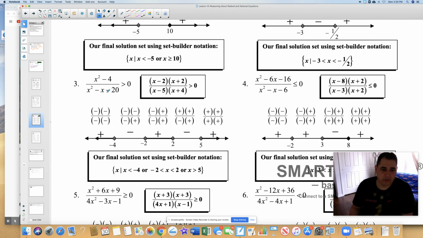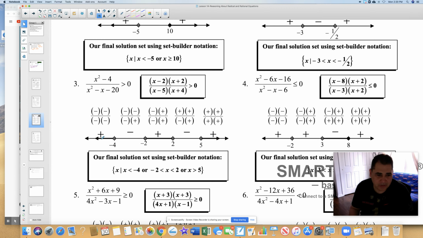All right, well, number 3. It turns out there are 2 numbers that make it undefined. So the best way to do these problems is to factor. So you factor the top, factor the bottom. These are what you get when you factor. So 2, negative 2, 5, and negative 4 are potential roots. So that's why they're all plotted here. Negative 4, negative 2, 2, and 5.